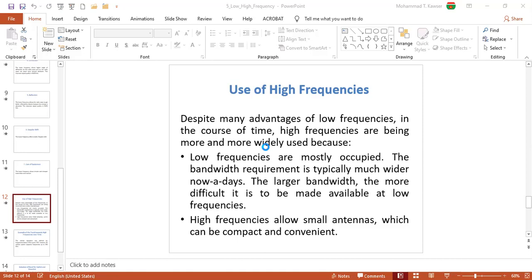Now, it's all about numbers. The low frequencies are mostly occupied, and so you have to go for higher frequencies because they are still available. Here you need to understand that it's all about numbers, right? I'll again go back to my writing pad.